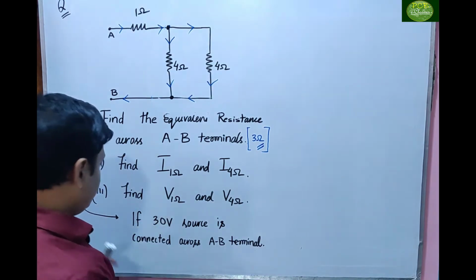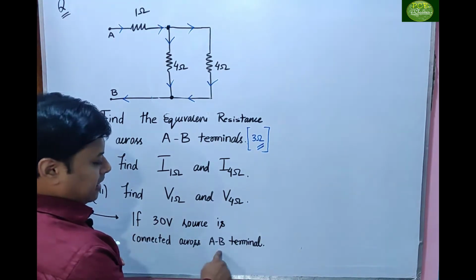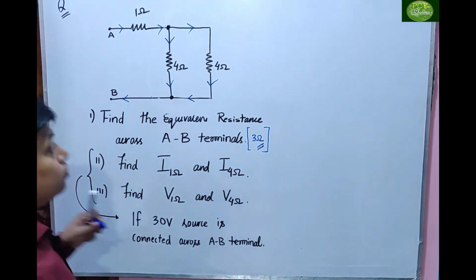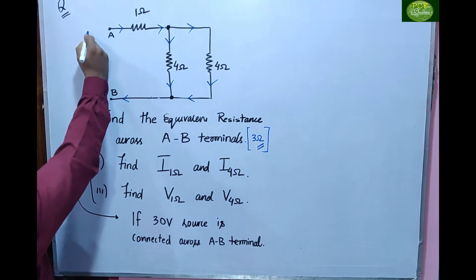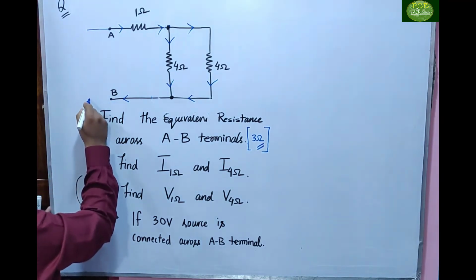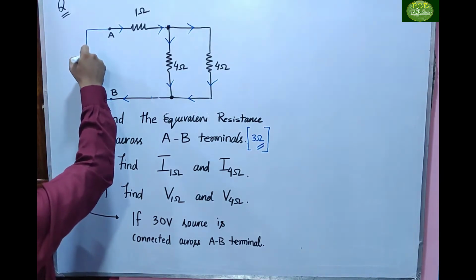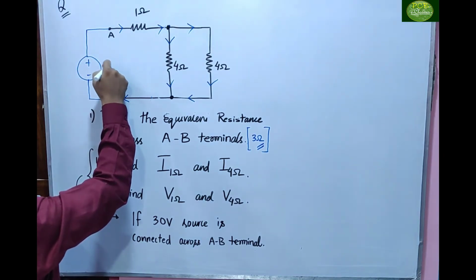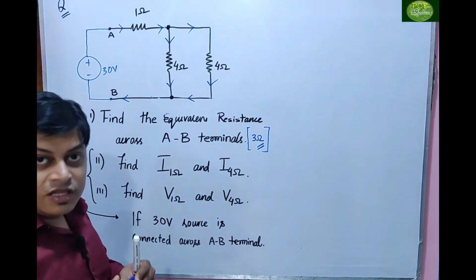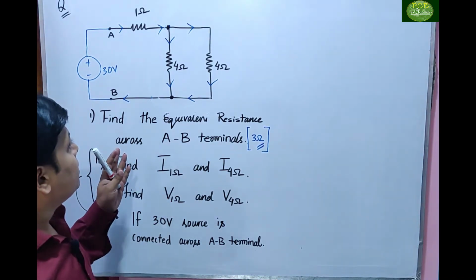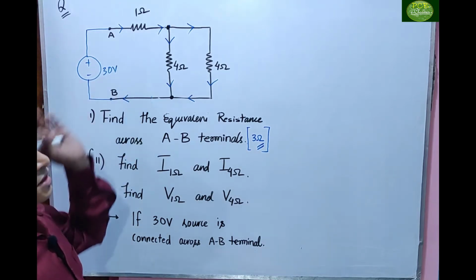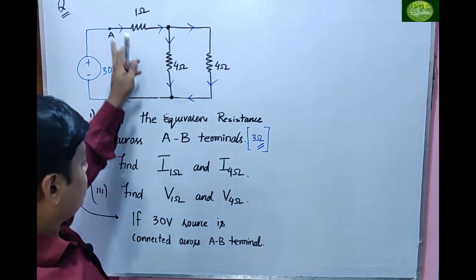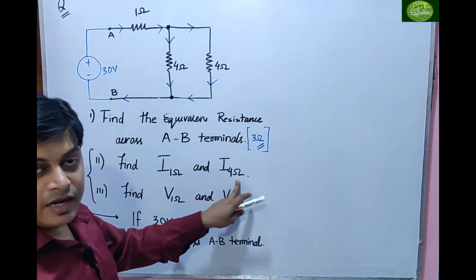What is given here? If a 30 volt source is connected across AB terminal, so I will connect first a 30 volt source to AB terminal. Fine. Right. So 30 volt source is connected to this terminal. Clear? So what will be the current in 1 ohm and current in 4 ohm?